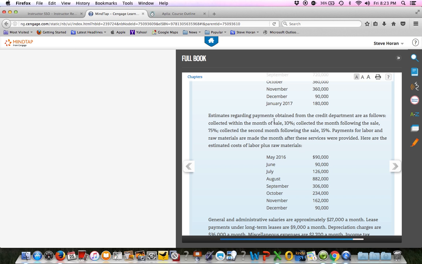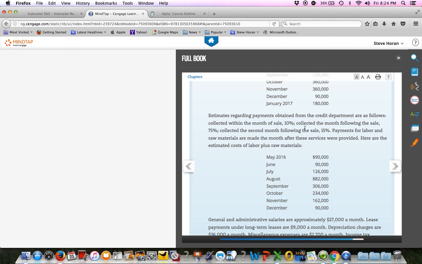Collected in month of sales, 10%. So basically, as we make a credit sale, we assume that 10% of that credit sale is collected the month of the sale, 75% is collected the following month after the sale, and the second month after the sale is 15%. And that adds up to be 100%. In this example, we're assuming 100% of sales will be collected.